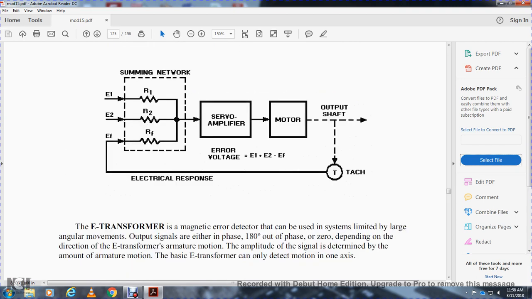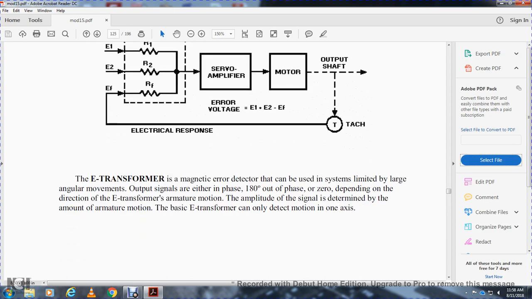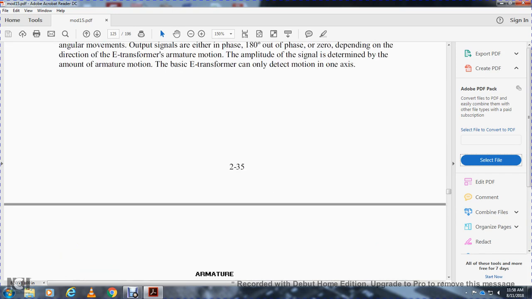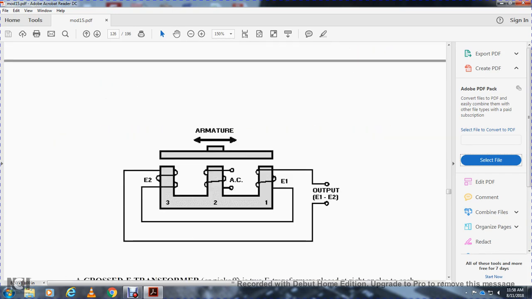Range frequency with the servo amplifier, motor, and output shaft tachometer back to the summing network. The E-transformer magnetic error detector can be used with this system, limited to small angular movement, with the output signal either in phase or 180 degrees out of phase depending on the direction of the E-transformer armature motion. The amplitude of the signal is determined by the amount of armature movement. Basically, the E-transformer can only detect along one axis. Here is the E-transformer, showing the armature sliding.